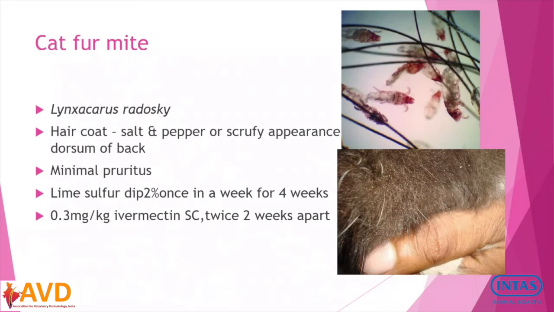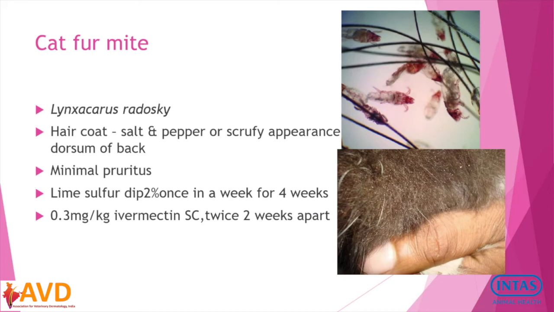Cat fur mite, that is Lynxacarus radovskyi. It occurs in the hair coat, and we can see a salt and pepper appearance on the dorsum of the back. Pruritus will be minimal, and here also lime sulfur dip 2% once a week for 4 weeks. Ivermectin 0.3 mg per kg body weight subcutaneous, 2 weeks apart, can be used.